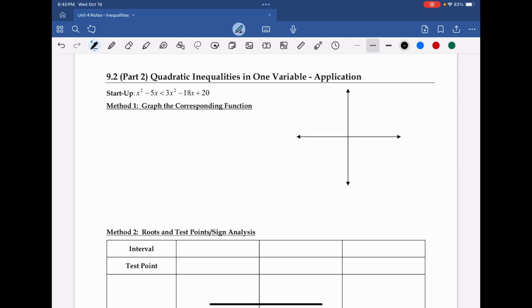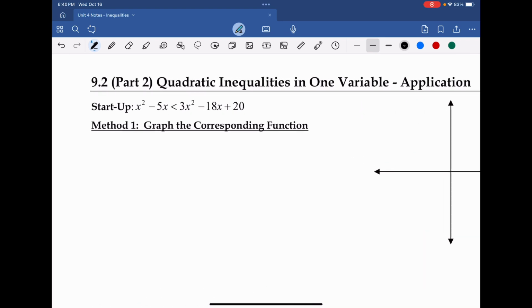All right, now what we want to do with these is anytime we're given some sort of inequality, such as the one we're given above here, we want to isolate it such that we have one side equal to 0. That's always step number 1 in this unit. So I'm going to take this original x squared minus 5x is less than 3x squared minus 18x, and then plus 20.